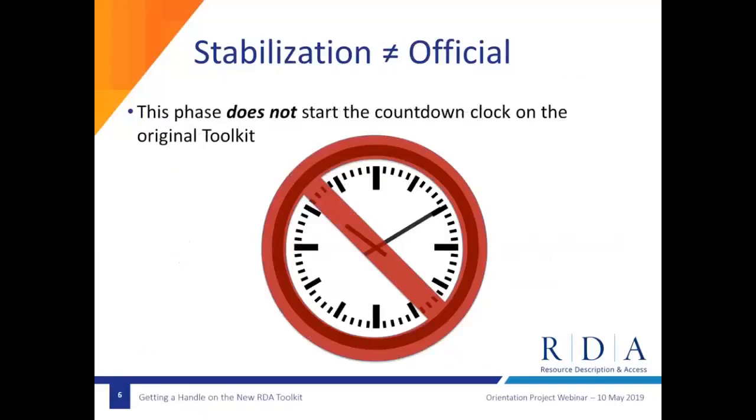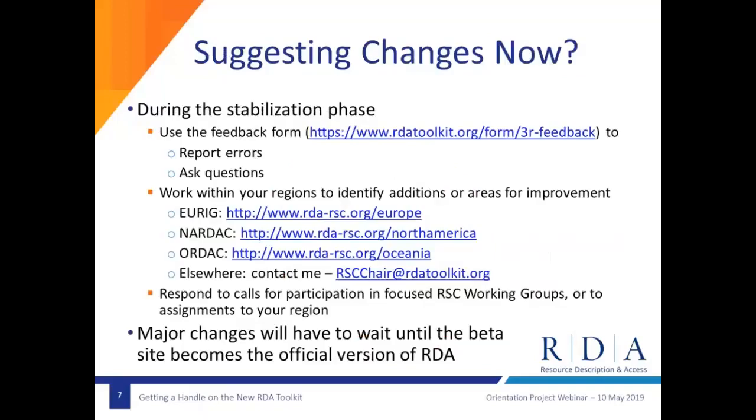I have to emphasize that this phase does not start the promised countdown clock on the original toolkit. This is just a phase. The 3R project is not officially ended at this point. So you will be able to suggest changes now, but depending on what kind of changes you're suggesting, we may or may not be able to act on them. For now, we're still keeping the feedback form available that's been available through the Beta Toolkit site, and we encourage you to continue to use that to report errors and ask questions.